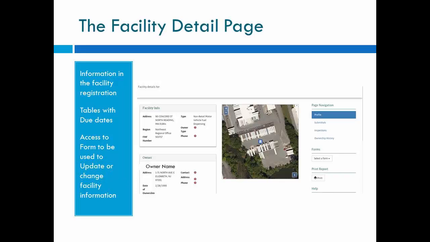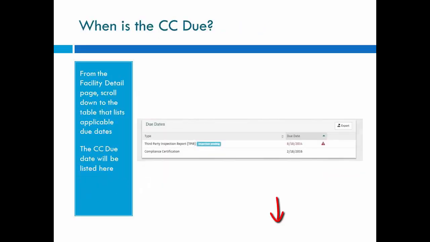Once you click the button to the right of the facility information from Search, you'll be directed to the facility detail page. Information is organized into 4 pages. If you scroll down the profile page, you will find a table listing due dates. This table will show the compliance certification due date as well as the next third-party inspection due date. The compliance certification is due once every 3 years, approximately 18 months after your last third-party inspection.